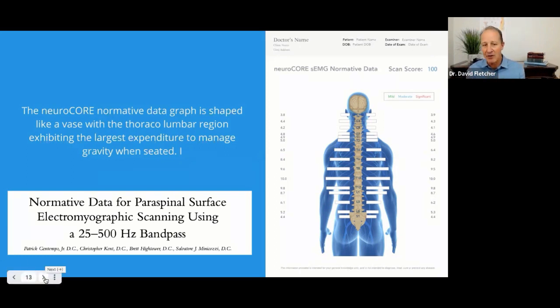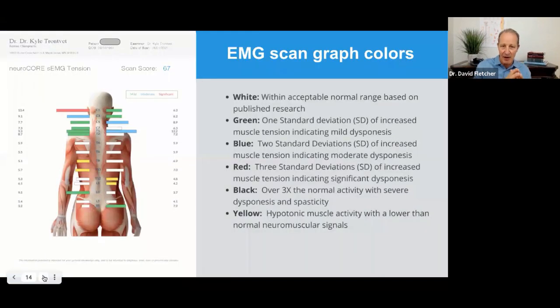Normative data for paraspinal surface electromyographic scanning using a 25 to 500 hertz bandpass shows that we can absolutely pick up these different signaling processes. And remember, as we go through this, that there is this interpretive value of understanding when we compare to this amplitude and symmetry. Those are two very important aspects of understanding the measurement in this area.